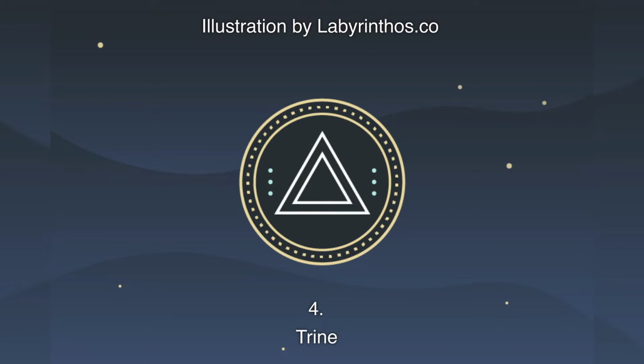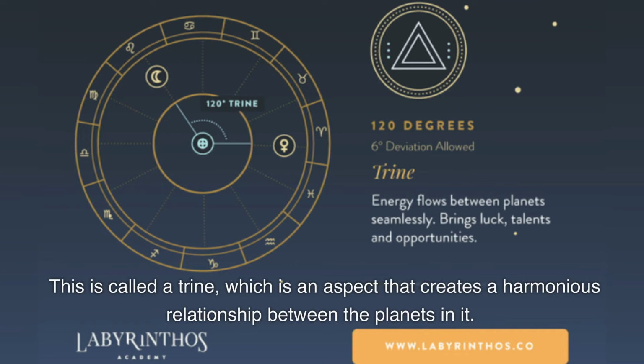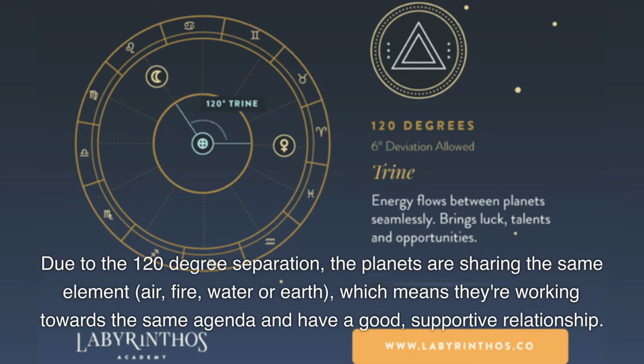Number 4, Trine. Next on the list is when 2 planets are 4 zodiac signs apart, roughly 120 degrees. This is called a trine, which is an aspect that creates a harmonious relationship between the planets in it. Due to the 120 degrees separation, the planets are sharing the same element, air, fire, water or earth, which means they're working towards the same agenda and have a good supportive relationship.